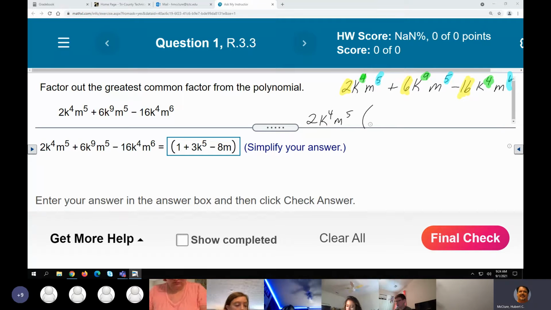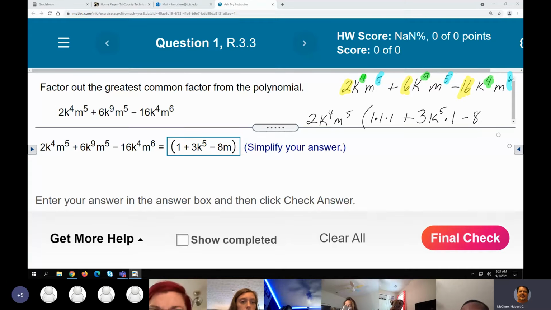Okay, what's 2 divided by 2? 1. K to the 4th divided by k to the 4th is 1. M to the 5th divided by m to the 5th is 1. 6 divided by 2 is 3. K to the 9th divided by k to the 4th is k to the 5th. M to the 5th divided by m to the 5th is 1. Minus 16 divided by 2 is 8. K to the 4th divided by k to the 4th is 1. And m to the 6th divided by m to the 5th is m to the 1st. So now you just simplify.